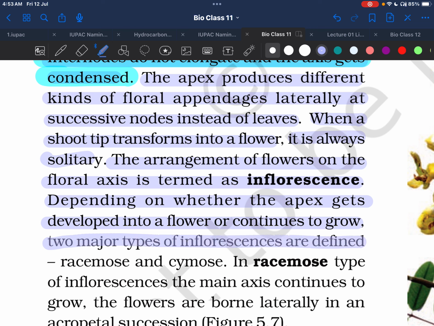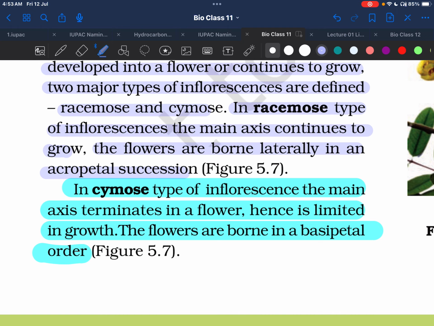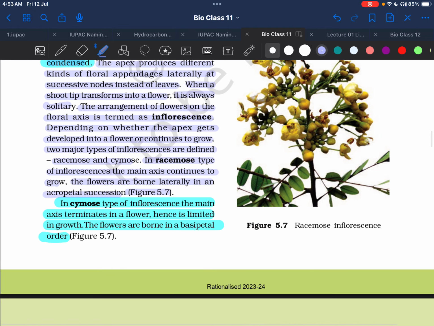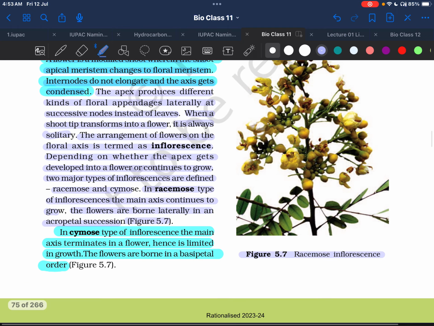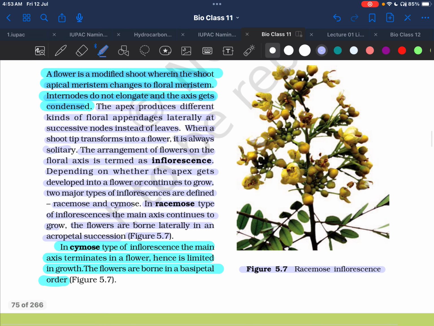Two major types of inflorescence are defined, racemose and cymose. In racemose type of inflorescence, the main axis continues to grow. The flowers are borne laterally in an acropetal succession. Figure 5.7 Racemose inflorescence. In cymose type of inflorescence, the main axis terminates in a flower, hence is limited, and the flowers are borne in basipetal order.